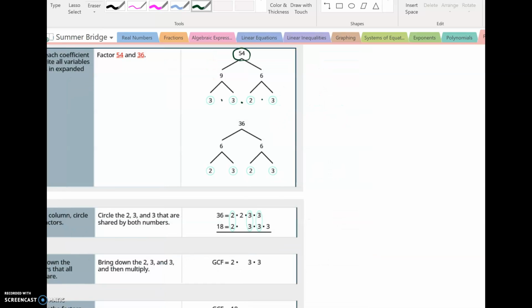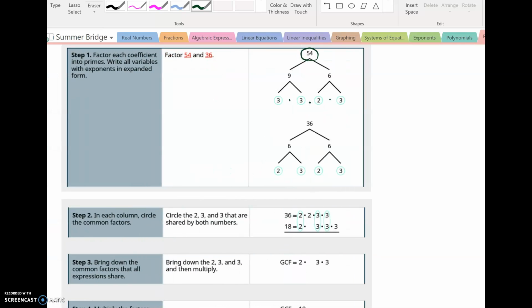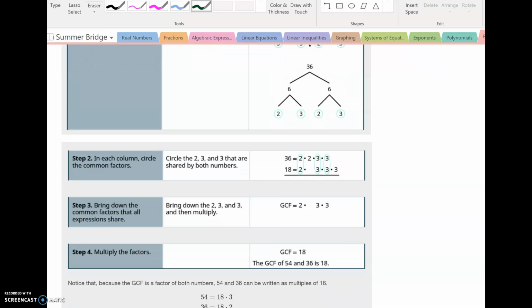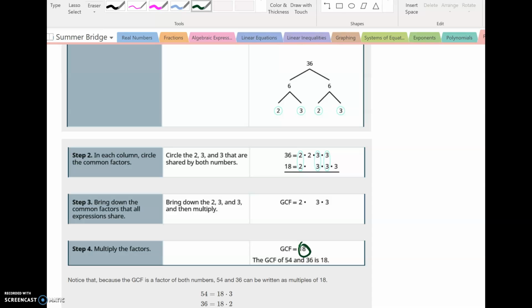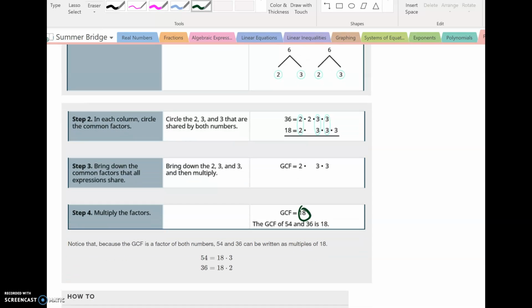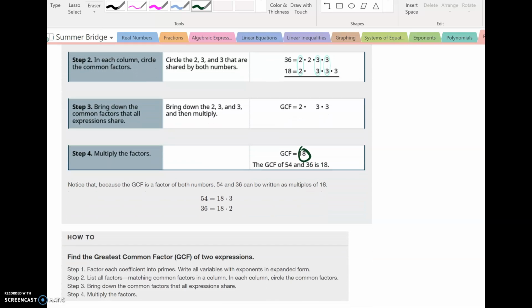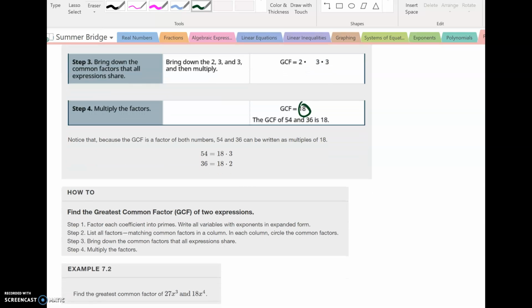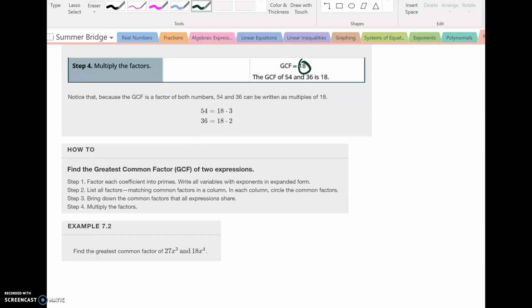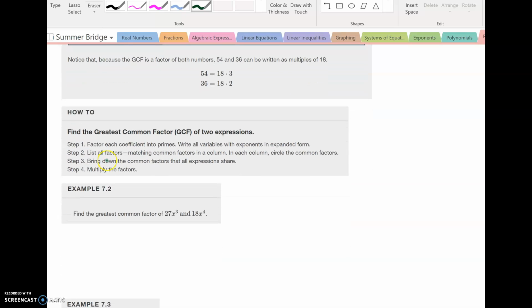Those are what we multiply together to get our common factor, which is 18. Now this is a little bit of a lengthy process, but the more you do, the better you get, and the easier you'll be able to see how to get those numbers. So 54 equals 18 times 3, and 36 equals 18 times 2.